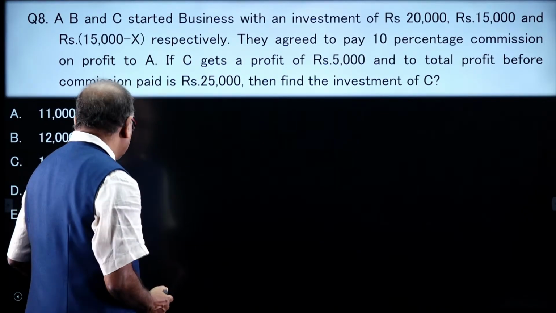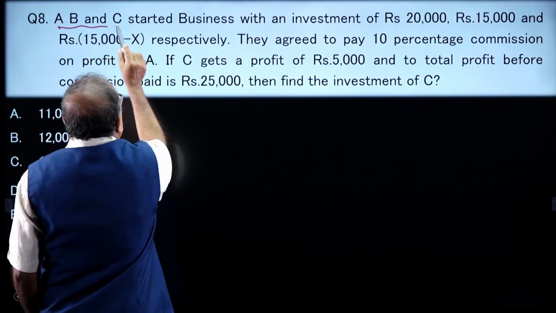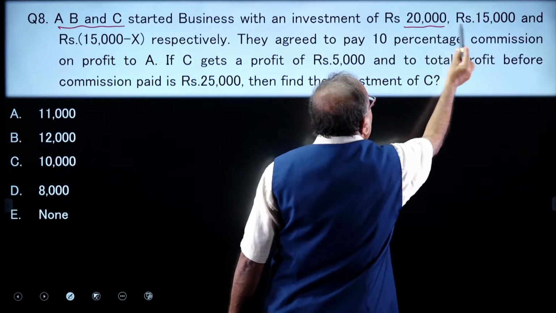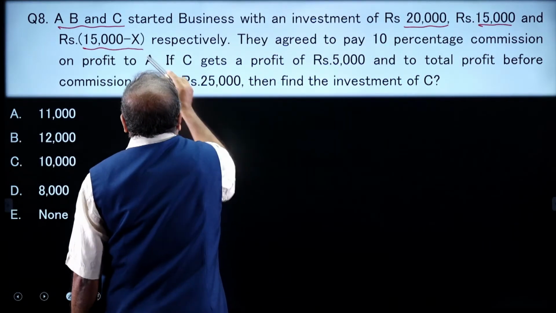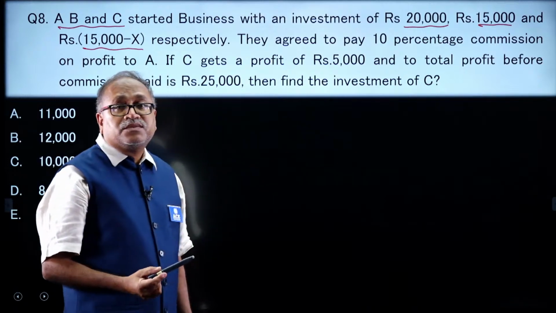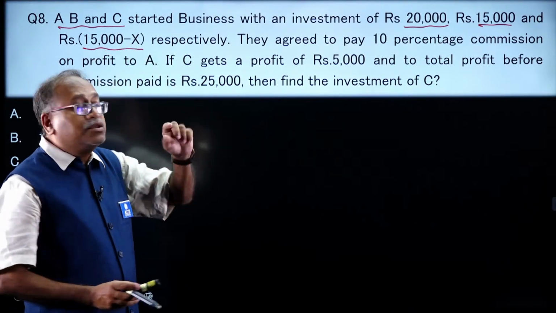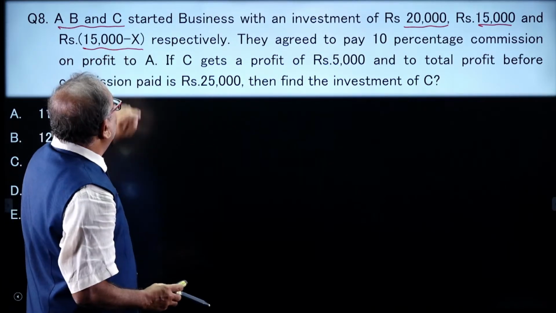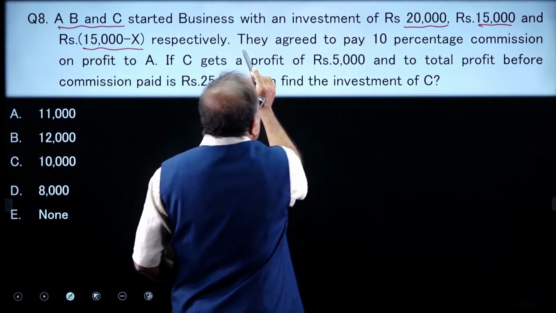Anyhow, hope you understood this question, and I am moving on to the 8th question. In total we will discuss 10 questions. It is 8th in the row. A, B and C started a business with their respective investments of 20,000, 15,000 and 15,000 minus X. Look at this one, 15,000 minus X. I think either they will ask what is the value of X or what is the investment of C. Let us look at the remaining part.